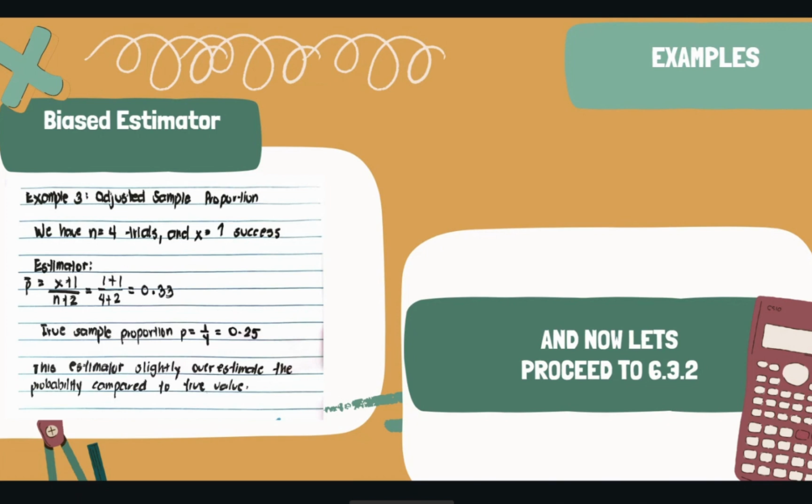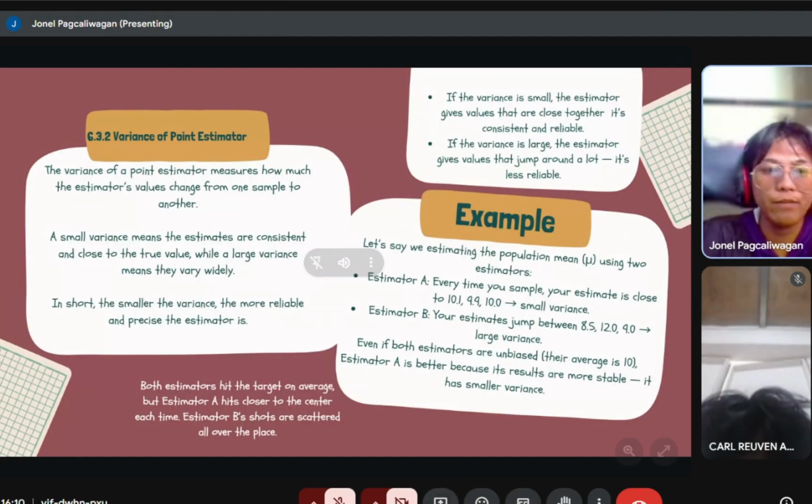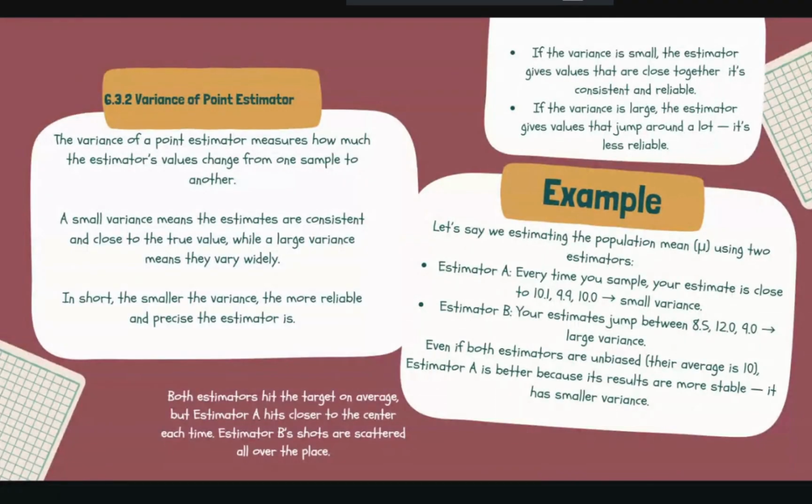And now let's proceed to 6.3.2, which is the variance of a point estimator. The variance of a point estimator measures how much the estimator values change from one sample to another. Also, a small variance means that the estimates are consistent and close to the true value, while a large variance means they vary widely. In short, the smaller the variance, the more reliable and precise the estimate.